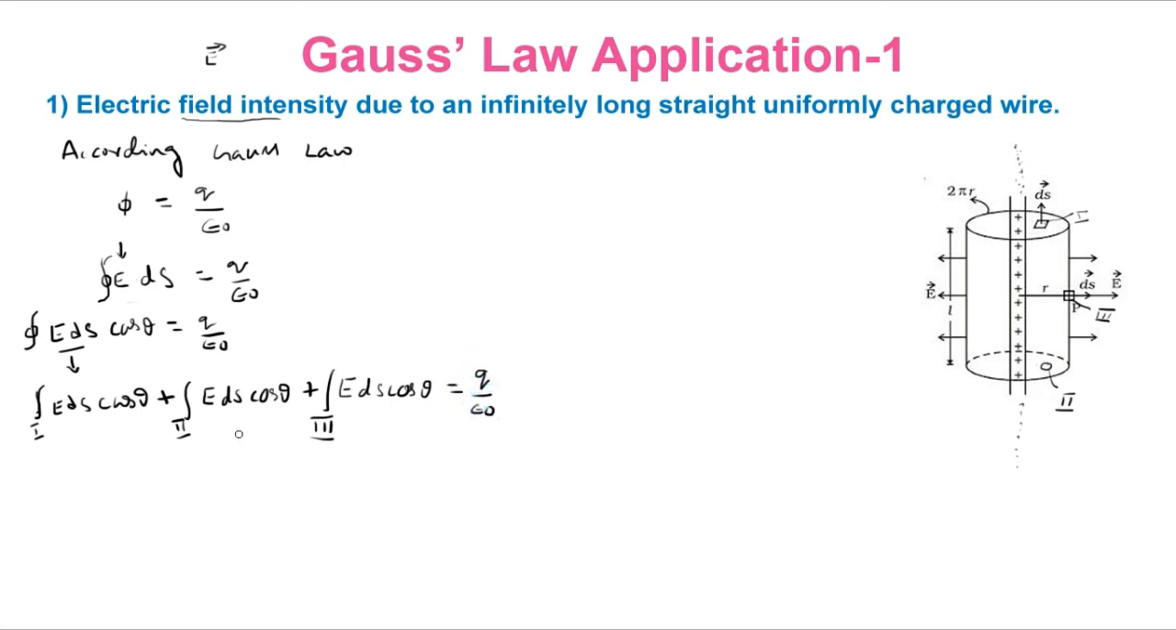Are you clear how I have written this one? This is the total flux. The total flux is divided into 3 parts: first, second and third part. Now just observe the diagram here. The first case I will take: what is the angle here? The area direction is upward, but here the charge's electric field direction is like that. The angle between the area and the field direction is 90 degrees.